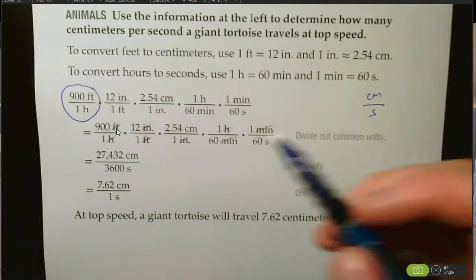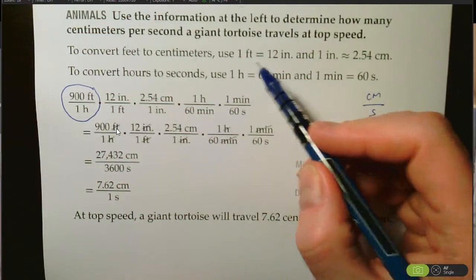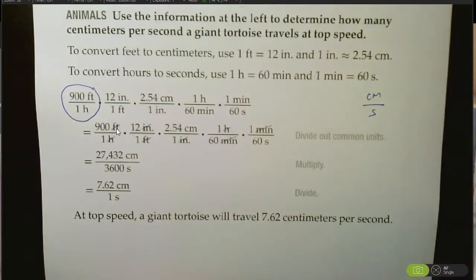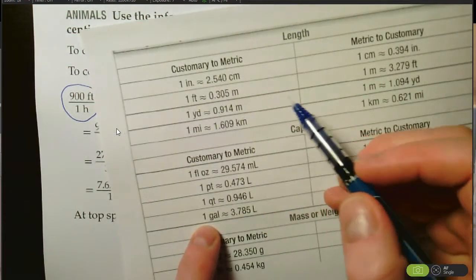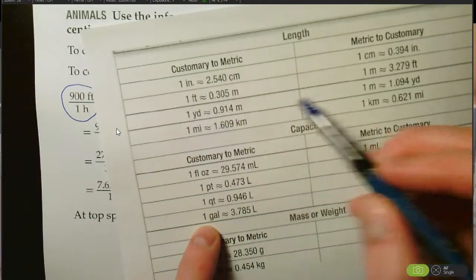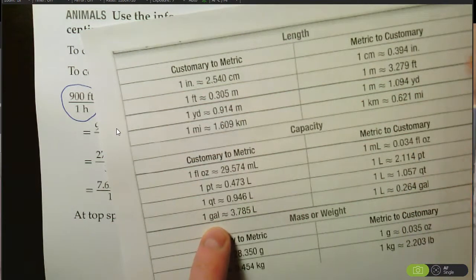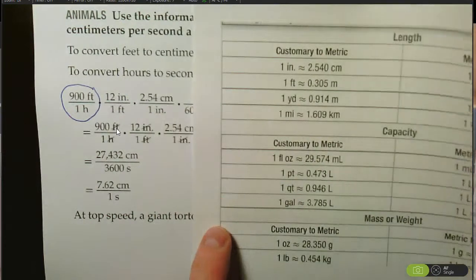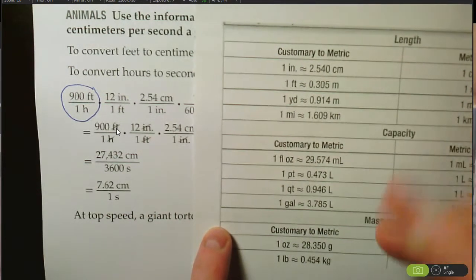As far as feet are concerned, I know 1 foot is 12 inches. I have to use that because in my conversion, I don't have anything that converts feet to centimeters. I have feet to meters and meters to feet, but that's it. So I'm going to have to go from feet to inches, and then I can go from inches to centimeters.